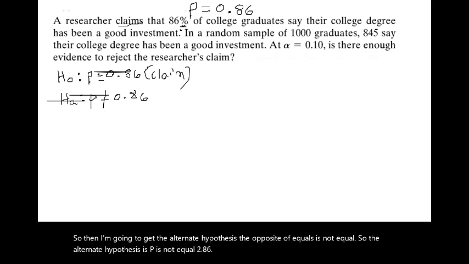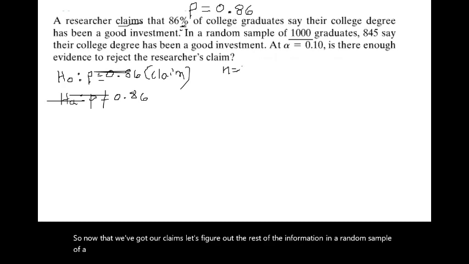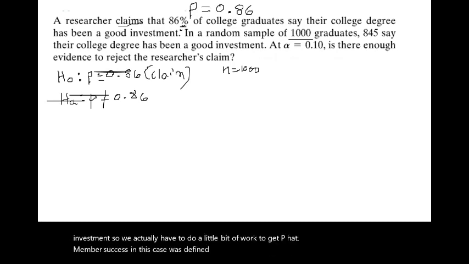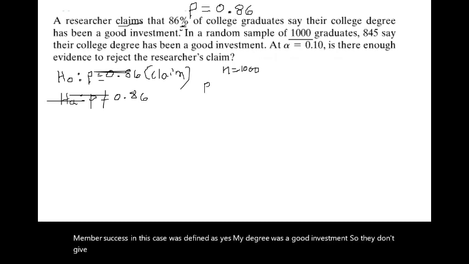So now that we've got our claims, let's figure out the rest of the information. In a random sample of 1,000 graduates, so n is equal to 1,000, 845 say that their college degree has been a good investment. So we actually have to do a little bit of work to get p-hat. Remember, success in this case was defined as, yes, my degree was a good investment. So they don't give us p as a proportion. We're going to have to figure out what p-hat is.